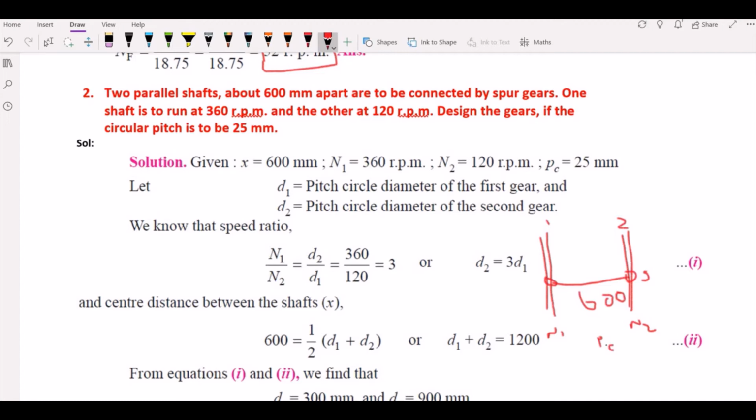So what do we need to design? Design in the sense, what is your speed reduction, or a speed ratio or velocity ratio? That is what we are going to calculate. Or finally, what we are going to calculate over here is this x. If I take this as x distance, this x is what we are going to calculate. Theoretically, it is given as 600.